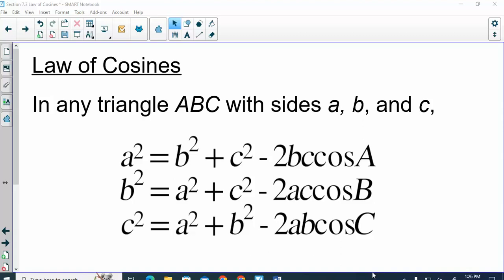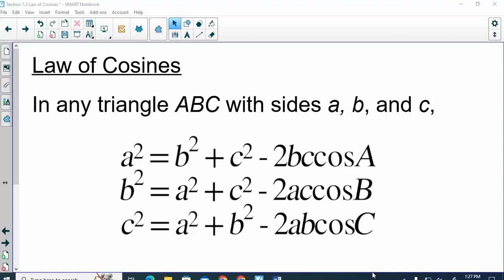Yesterday we wrote this down. Law of cosines is just like law of sines. We use it to find missing pieces in any triangle, so there is not a stipulation that it has to be a right triangle to use it. When we use law of sines, it's probably a little bit easier to use just because you have a basic ratio and you can cross multiply.